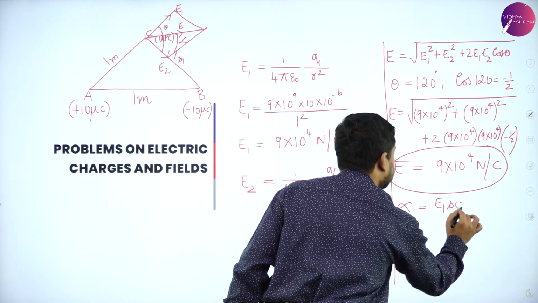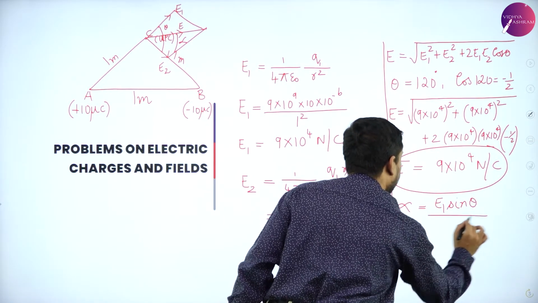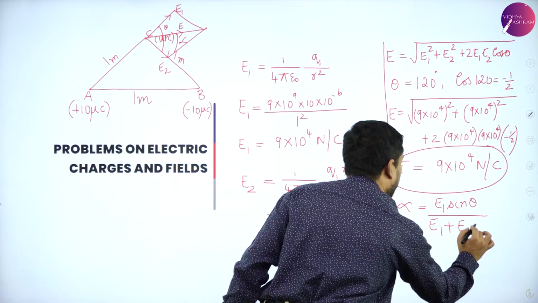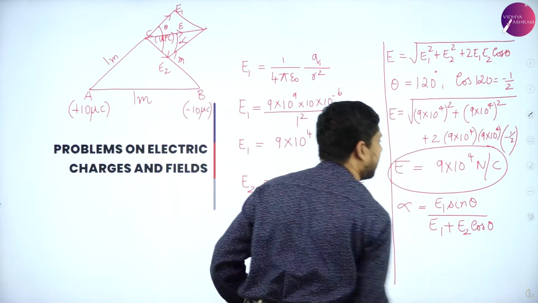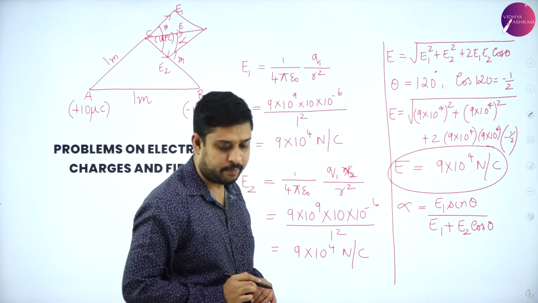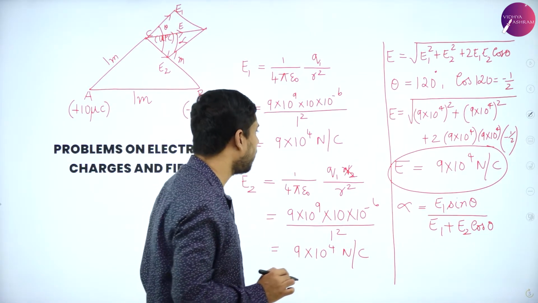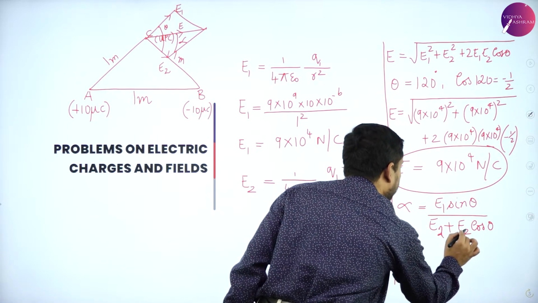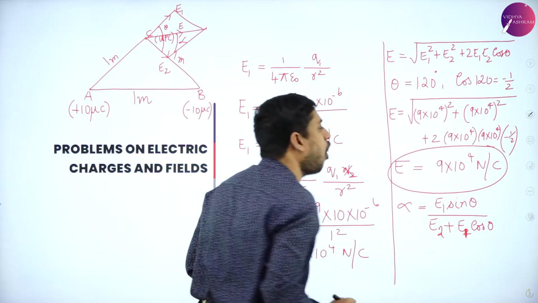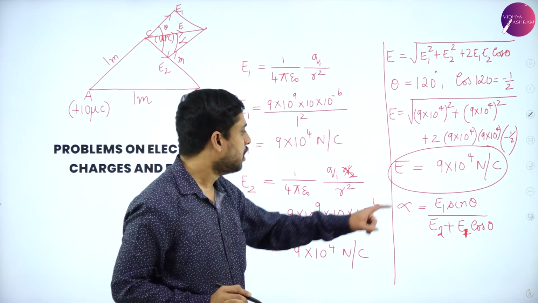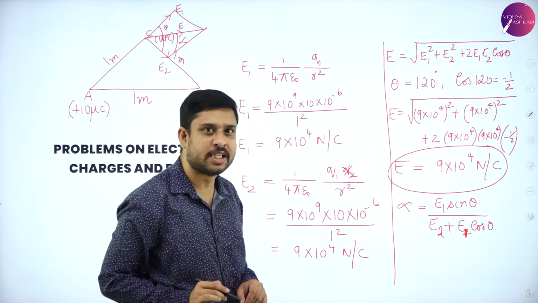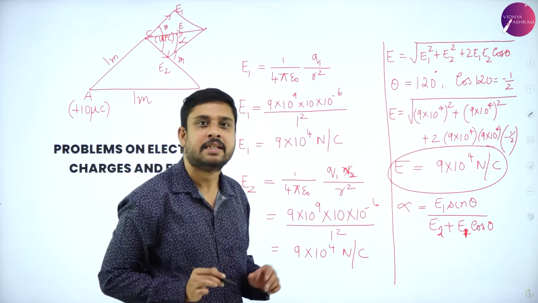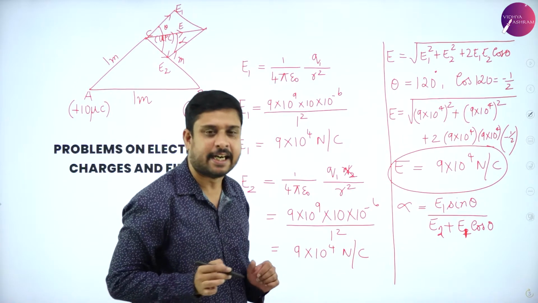E1 sin theta, E1 plus E2 cos theta. So if you remember, this can also be written as E2 plus E1 cos theta. So on simplification again, sin 120, sin 90 plus 30.